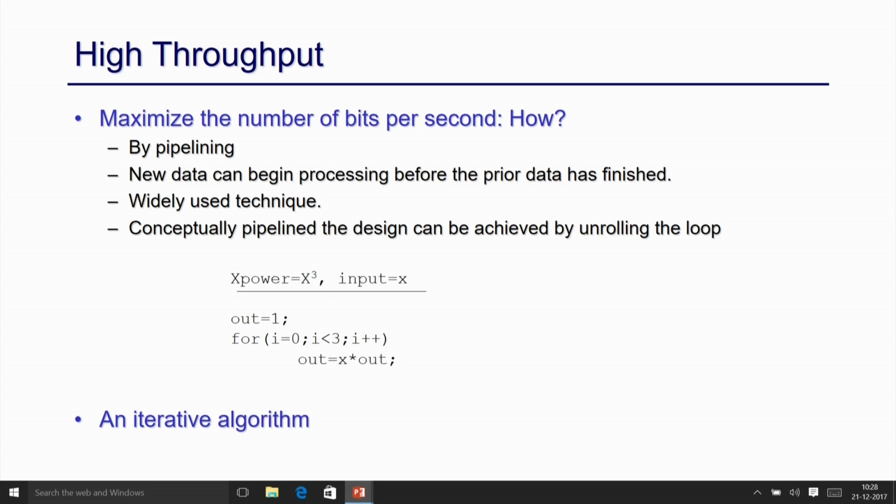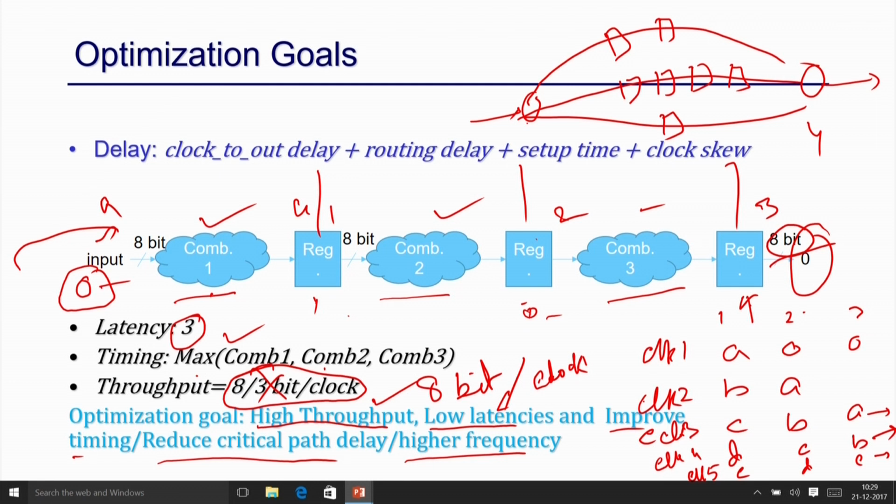So, as I mentioned, high throughput is the number of bits per second coming out of the output. How do we maximize this number of bits per second? By pipelining, right. You have to process multiple data in parallel. It is not that you give input A here and it takes 3 cycles with nothing coming in, because if your circuit is implemented such that this part is free, you can actually process some other part of the data.